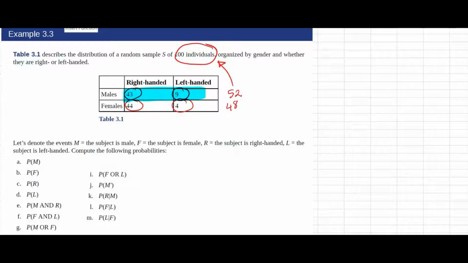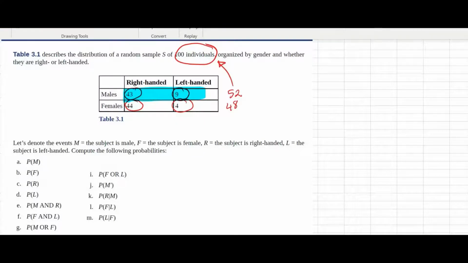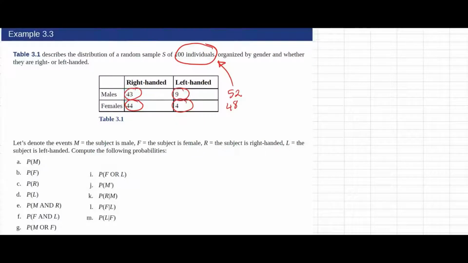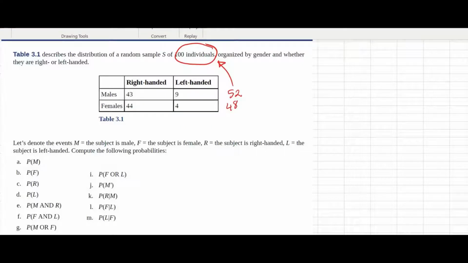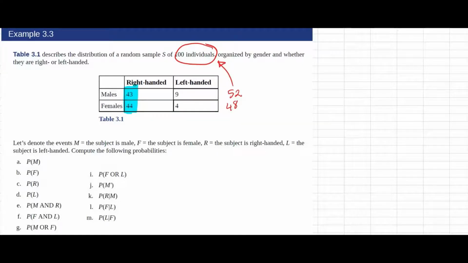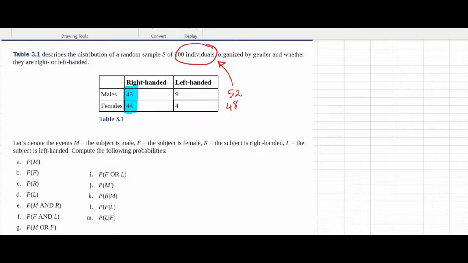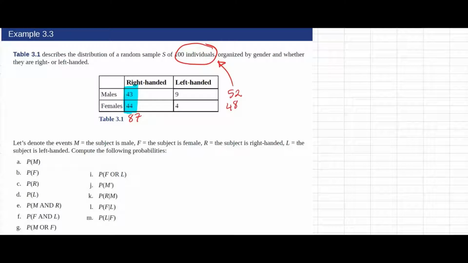Now, we can find the sum of other categories. For example, I can figure out how many right-handed people there are in the survey by adding 43 plus 44, which is 87. So 87 people are right-handed. And then I can find how many people are left-handed in this study: 13 people are left-handed. Now I can answer those questions.